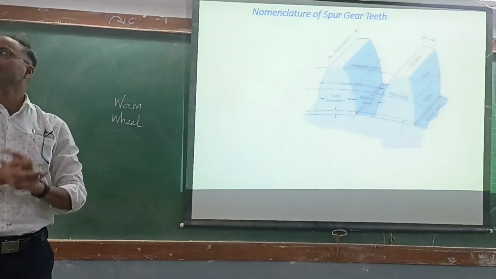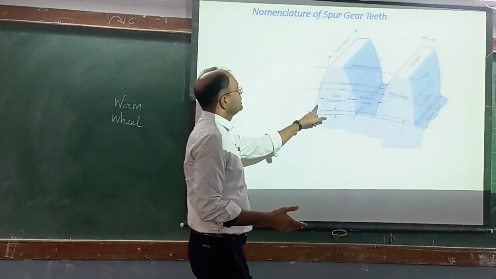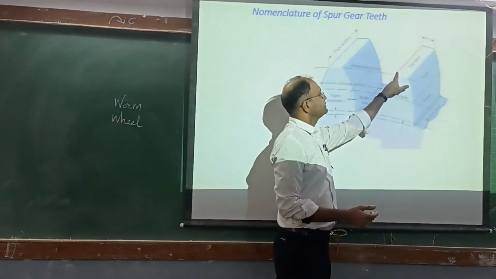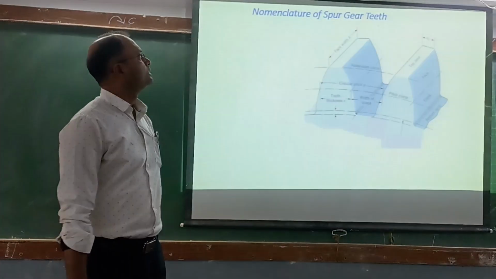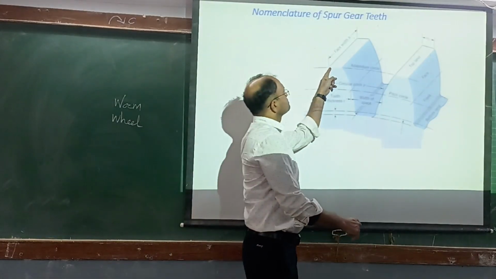So what does this picture show? These are the gear teeth. How many teeth are there? Two teeth, two teeth of a spur gear. Okay, so we can see the distance parallel to the axis.